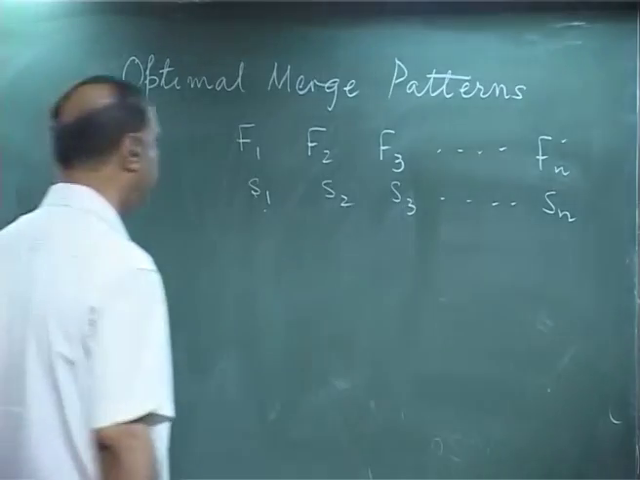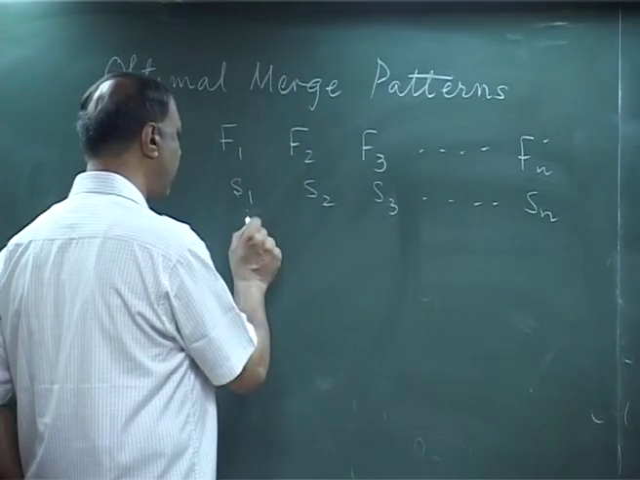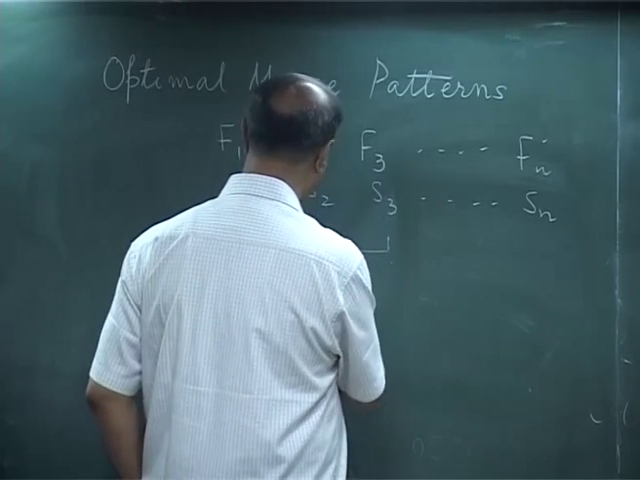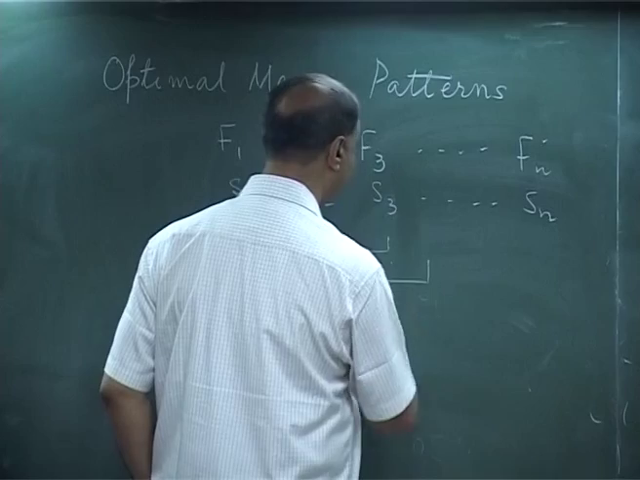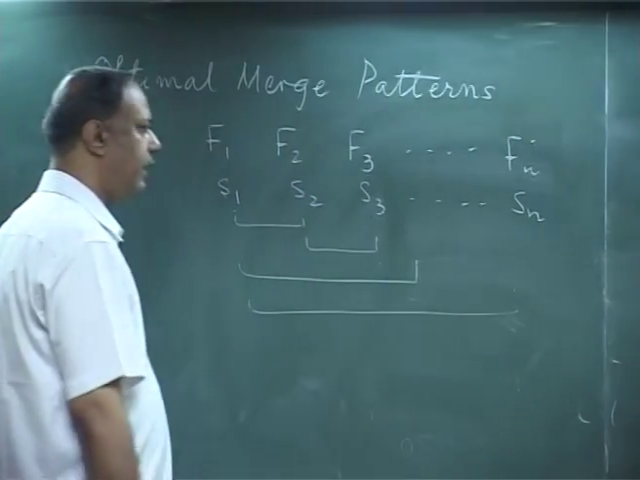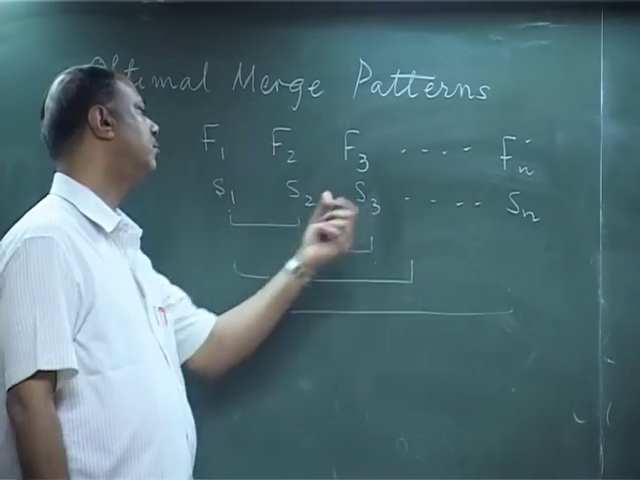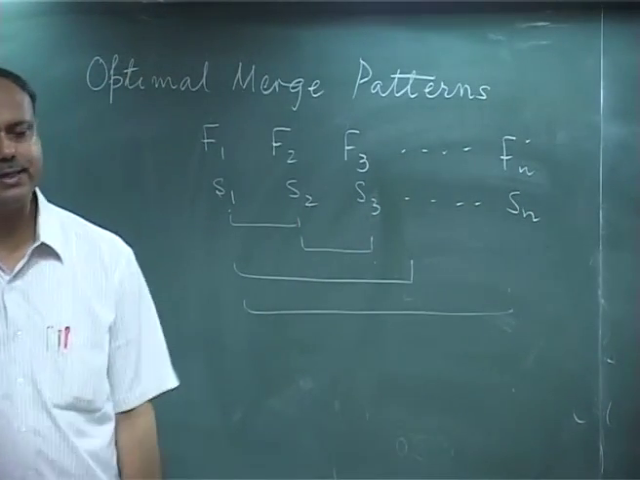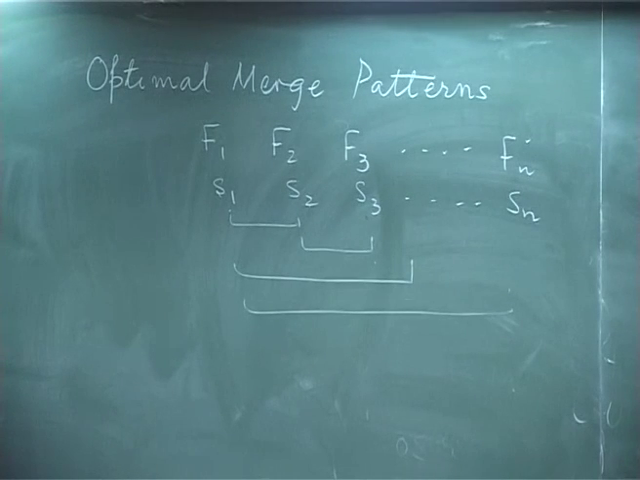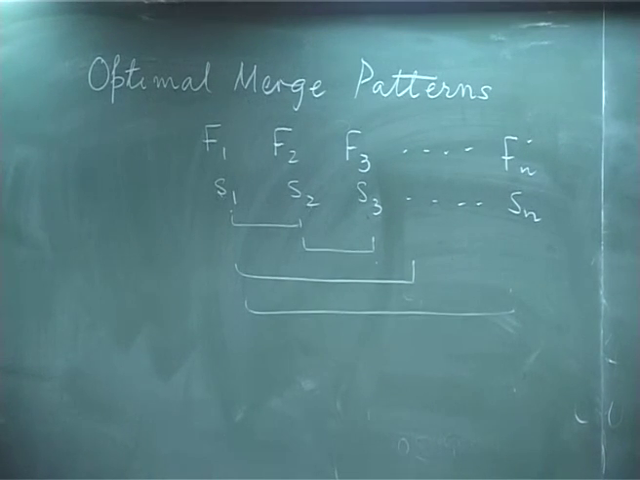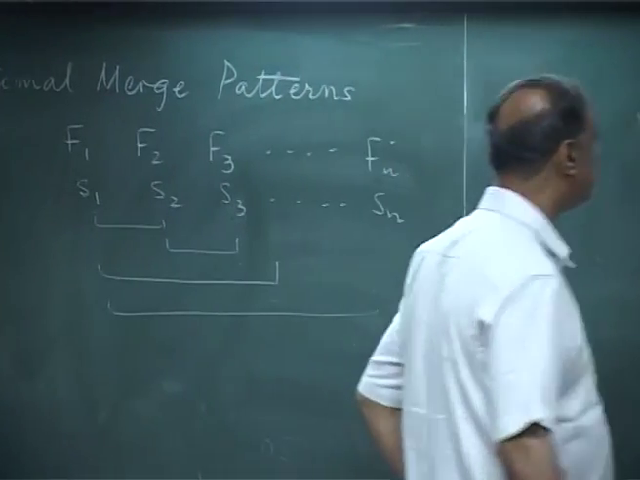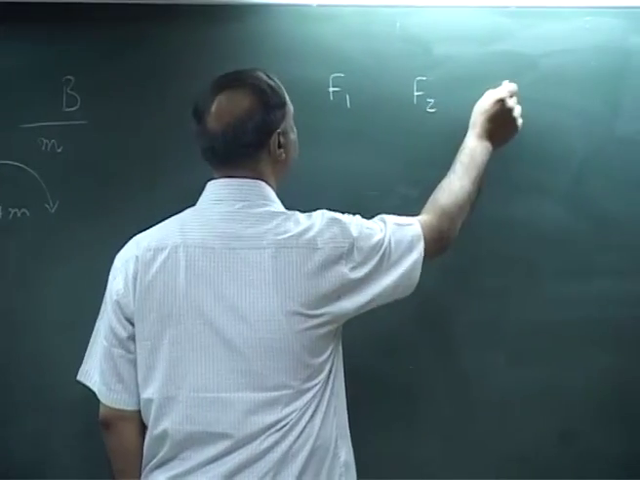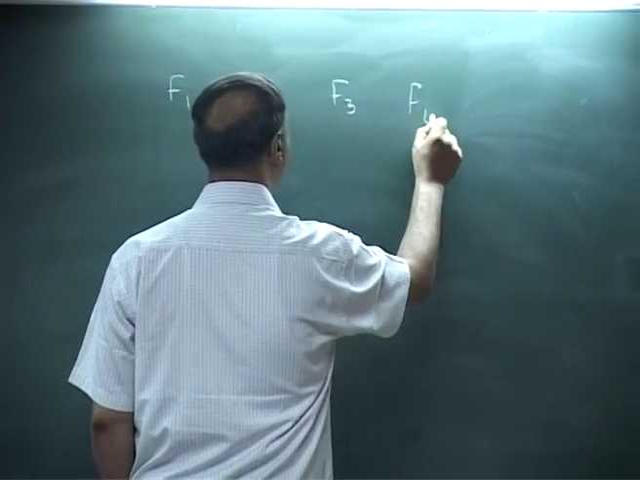One way could be that you first merge these two, then merge the result with the next one, then with the next one, and so on. Another way could be that you merge these two, this two, and this two, then merge those together, and so on. There are several ways you can merge these n files. To understand the problem, let us assume that I have 5 files, F1, F2, F3, F4, and F5.